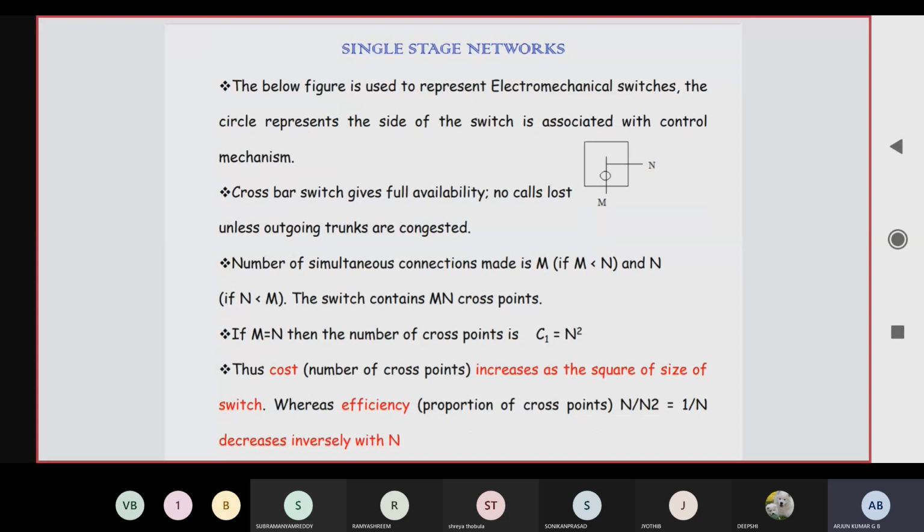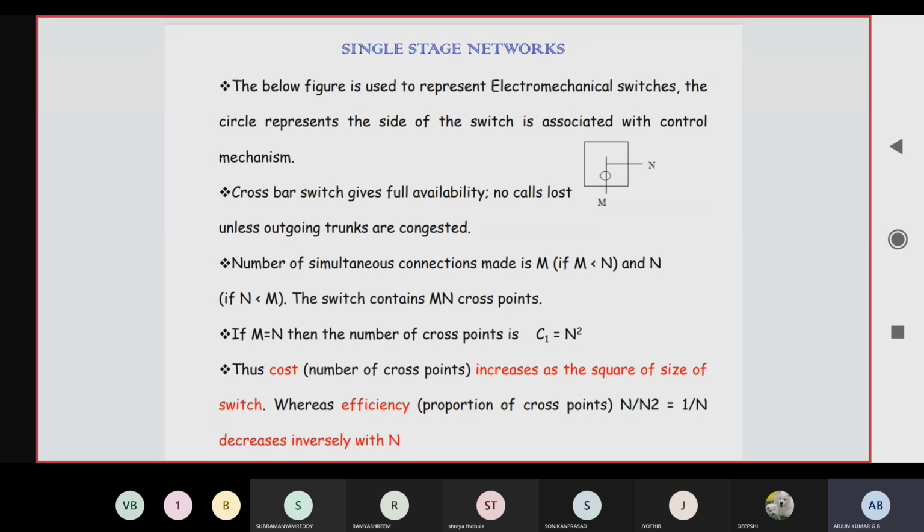And the efficiency is proportional to the crosspoints, that is n by n squared, which equals 1 by n, so it decreases inversely with output. Decreases with output means as the output increases, the efficiency will decrease. Because we are considering how to identify the efficiency, based on this economic cost, we should consider everything. That's why the efficiency will decrease with the inverse of n.